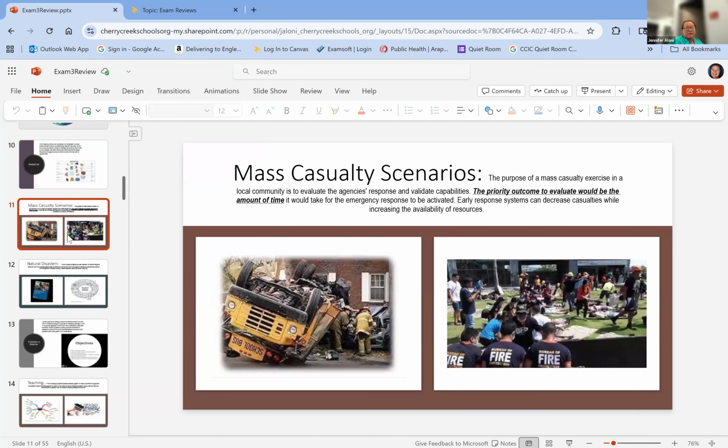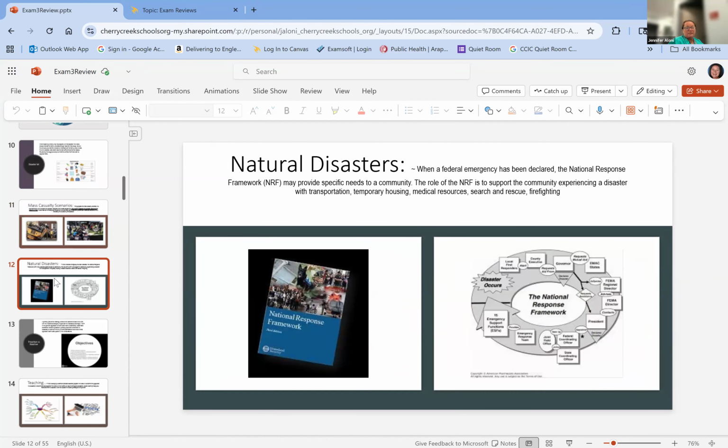Mass casualty scenarios we talked about in class, our priority is to evaluate the amount of time it takes to happen so that when it does happen, we are prepared. We have two different types of disasters. We have natural and we have man-made.